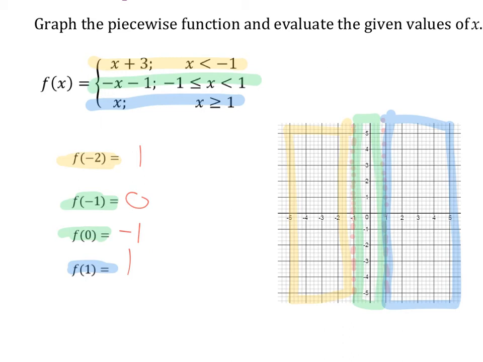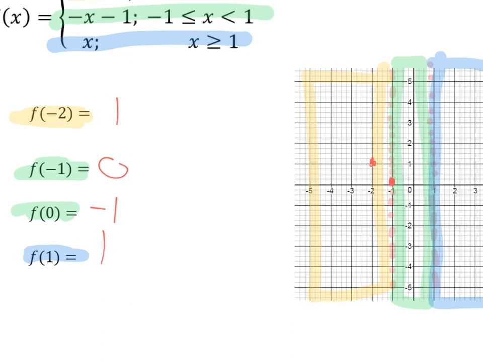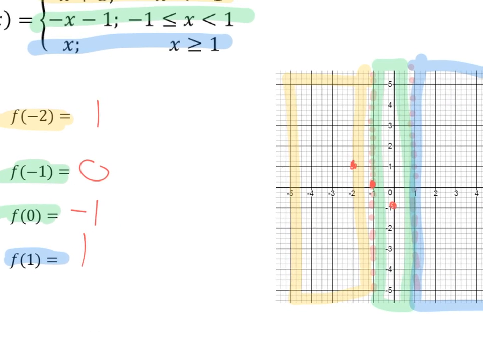I should mention as well, if I really wanted to, I could also use these as points when I'm graphing. So for instance, the first value here, I have a point, -2, 1. So if I wanted to, I could graph that. -2, 1. -1, 0 is my next one. 0, -1. And 1, 1. So if I needed these for framework for my graph, I could use that as well.